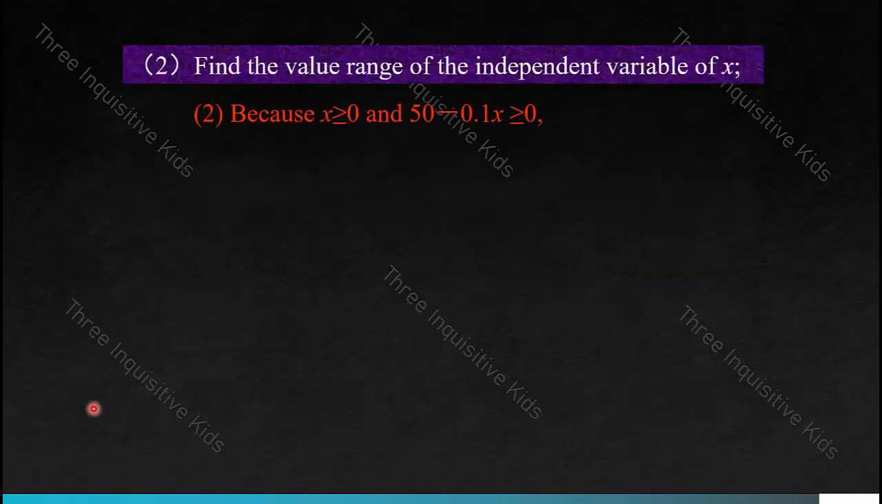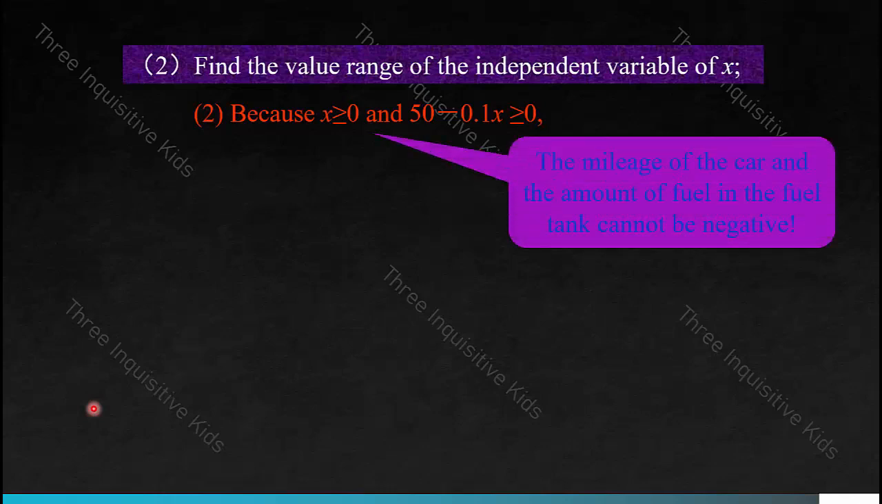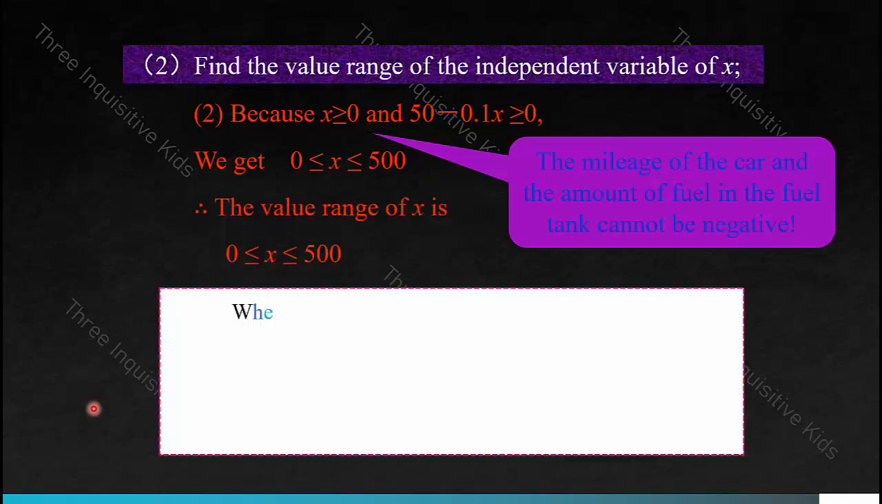Well, because x is greater than or equal to 0, and 50 minus 0.1x has to be greater or equal to 0, the mileage of the car and the amount of fuel in the fuel tank cannot be negative, because that just does not make sense. So the value range of x is greater or equal to 0 and less than or equal to 500. So this is the value range of x.